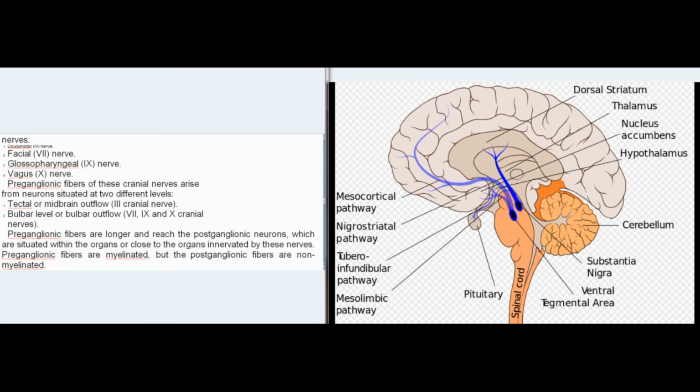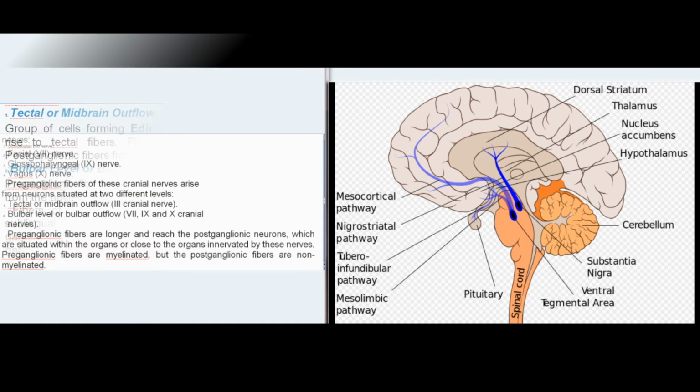Preganglionic fibers of these cranial nerves arise from neurons situated at two different levels: tectal or midbrain outflow, the 3rd cranial nerve; and bulbar level or bulbar outflow, the 7th, 9th, and 10th cranial nerves. Preganglionic fibers are longer and reach the postganglionic neurons, which are situated within the organs or close to the organs innervated by these nerves. Preganglionic fibers are myelinated, but the postganglionic fibers are non-myelinated.